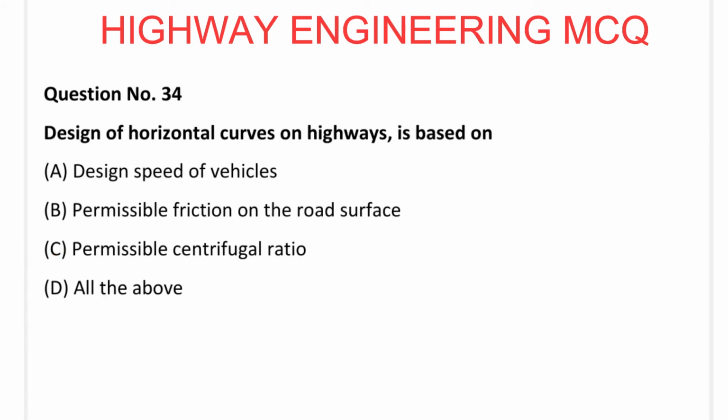So next question, the design of horizontal curves on the highways is based on: option A, design speed of vehicles; option B, permissible friction on the road surface; option C, permissible centrifugal ratio; option D, all the above. So the answer is all the above.